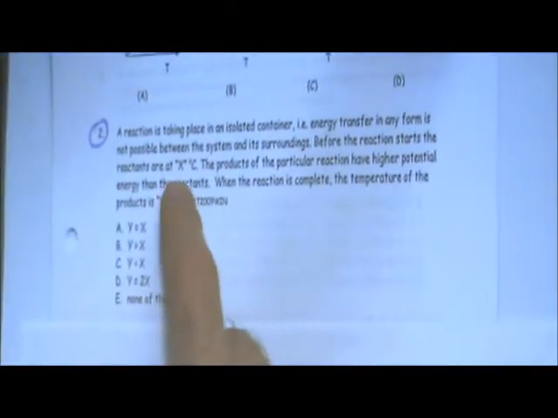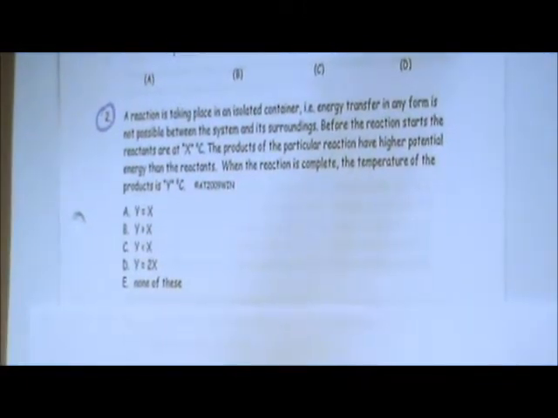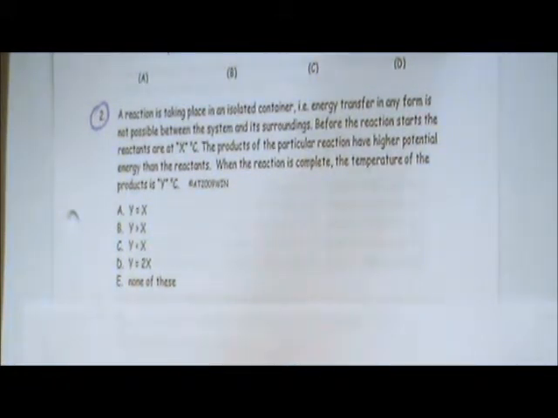So what it says, before the reaction starts, the reactants are at some temperature X, right? And the products of the particular reaction have higher potential energy than the reactants. Reactants is the initial state of the system, product is the final state of the system, yes? So it tells you that the products have higher potential energy.